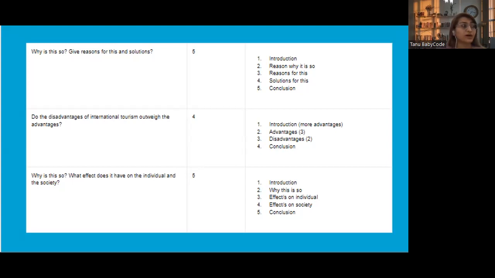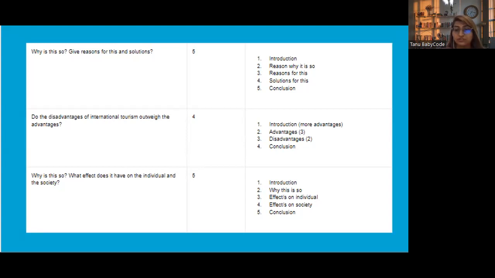Next is, why is this so? Give reasons for this and solution. Now, why is this so? See the parts here. First, give reasons. Second, again reasons, and third is solution. So 3 parts you have to include here: introduction, then reasons, then again reasons, then solution, and then the conclusion. So ultimately 5 paras.